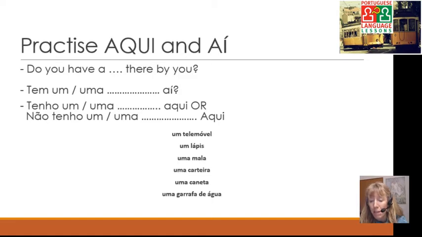If you ask, tem uma caneta aí? I would say, tenho uma caneta aqui. If you ask me, tem uma garrafa d'água aí? I would say, não tenho uma garrafa d'água aqui.